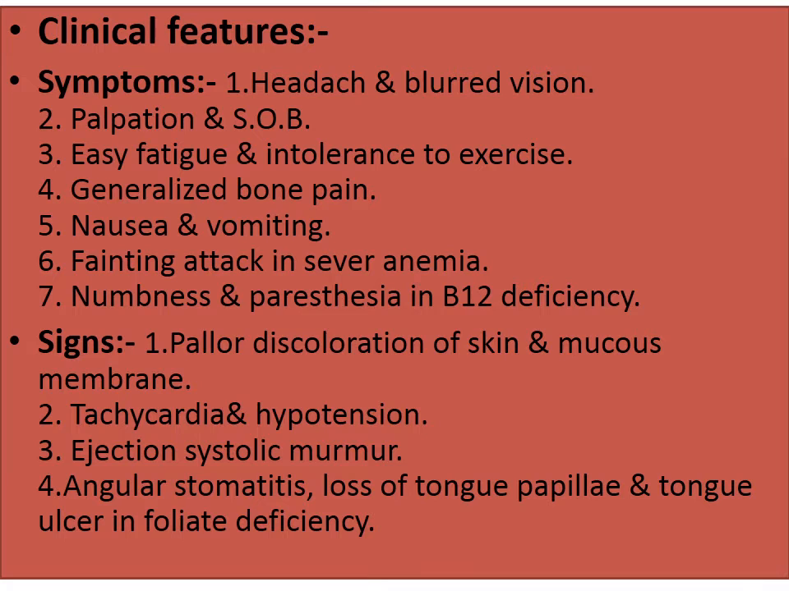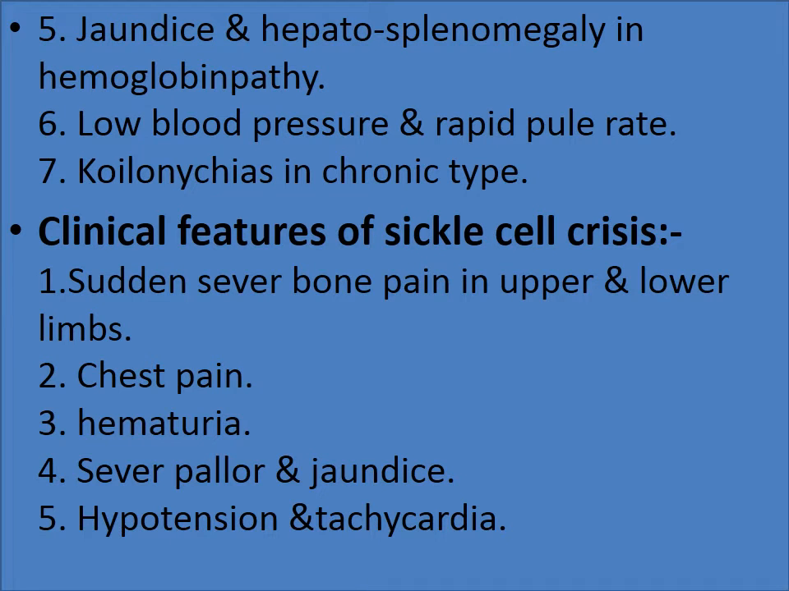Signs include pallor, discoloration of the skin and the mucous membranes, tachycardia and hypotension, ejection systolic murmur, angular stomatitis, loss of tongue papillae, and tongue ulcer in folate deficiency. Jaundice and hepatosplenomegaly in hemoglobinopathy, low blood pressure and rapid pulse rate, koilonychia in chronic type of anemia.